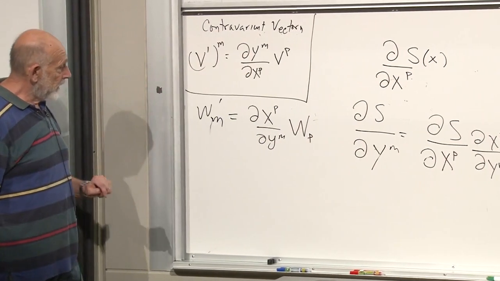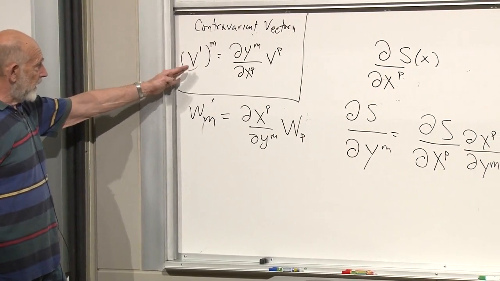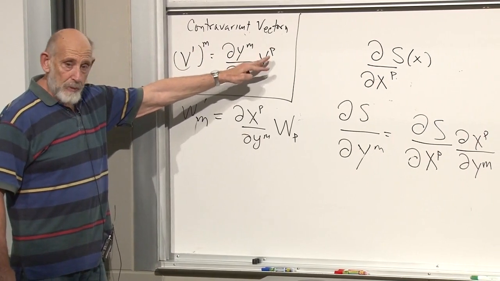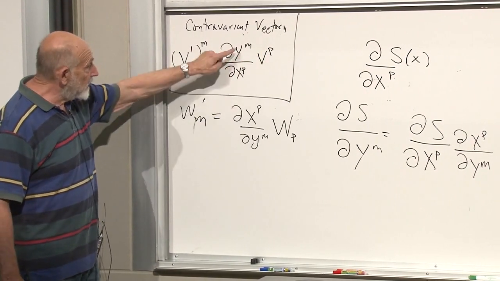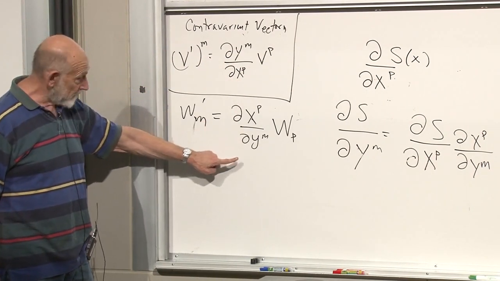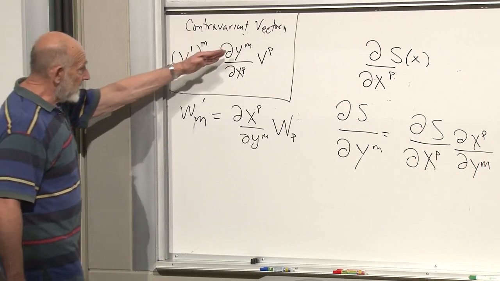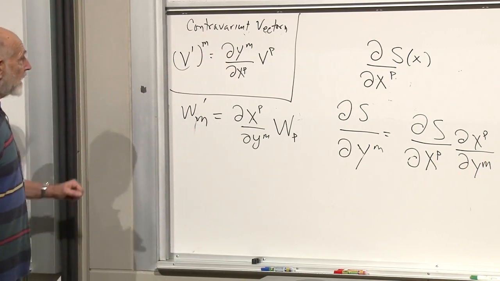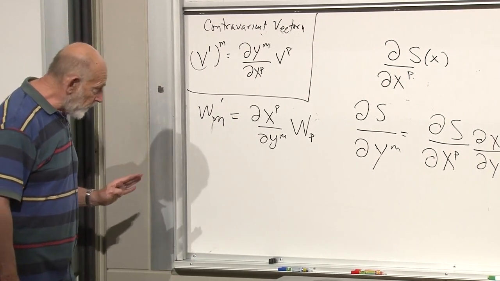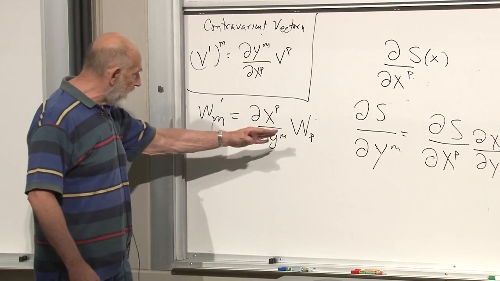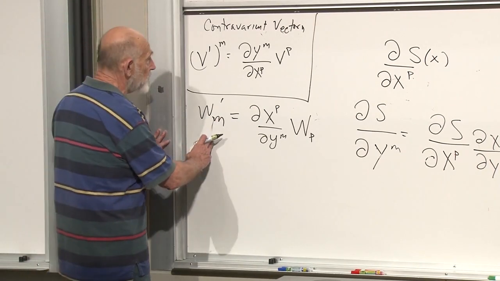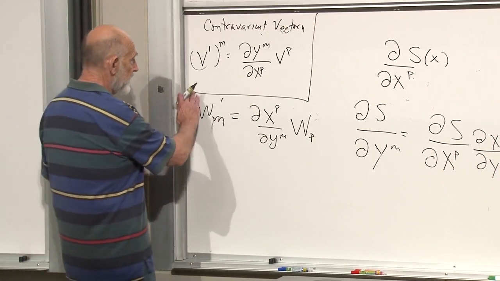This is different. It's similar, but different. The primed contravariant vector has components proportional to the unprimed, but with ∂y/∂x. Here we have ∂x/∂y. Okay? ∂y/∂x, ∂x/∂y. A thing which transforms this way, where transforms means that if you can calculate it in one frame, here's how you calculate it in the other frame, is called a covariant vector. So let's put that in here.